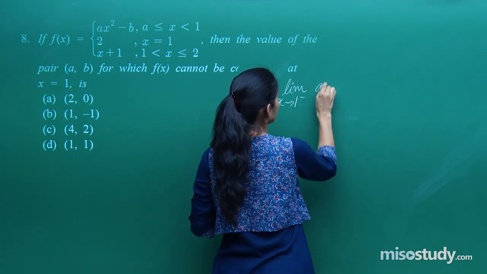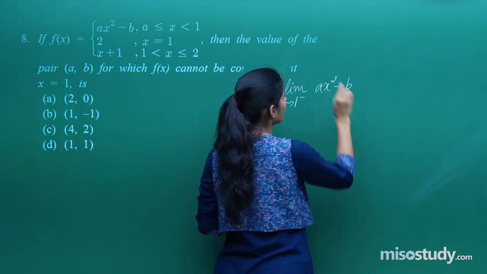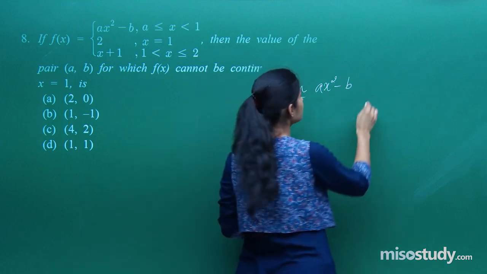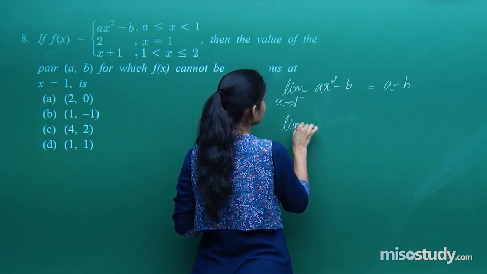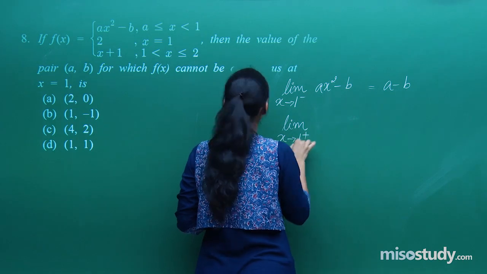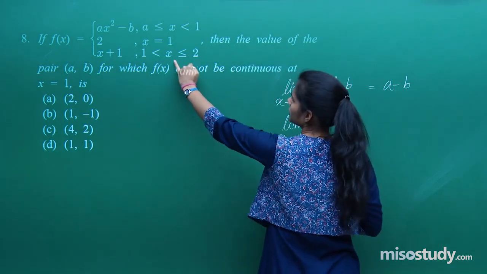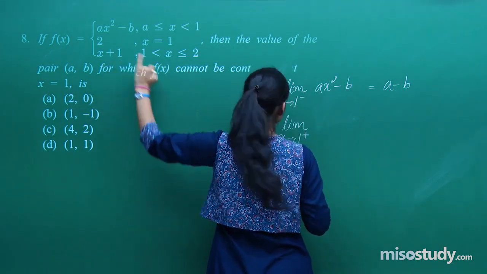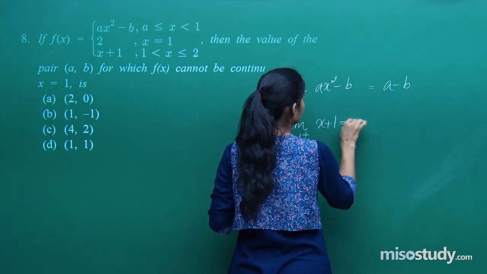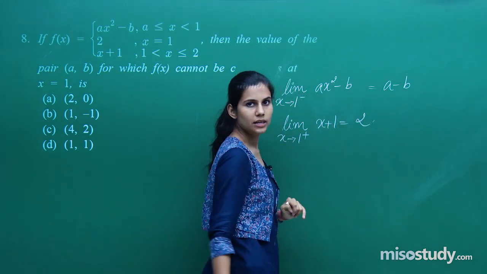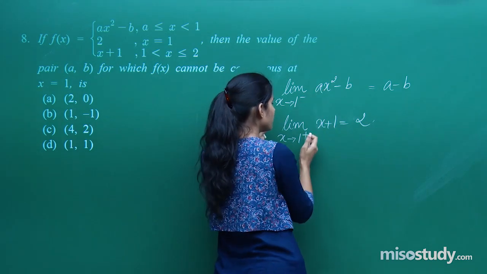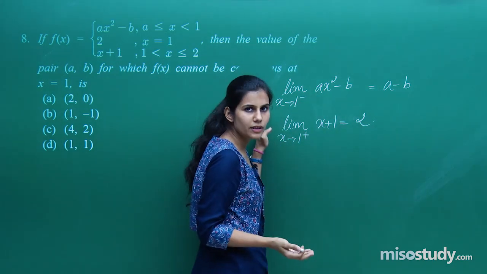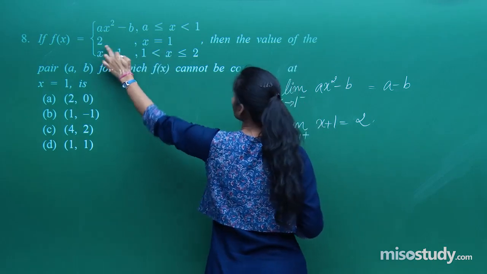f(x) is ax^2 minus b. It's a polynomial, so x equals 1 gives you a minus b. And limit x tends to 1 from the positive side, this is x plus 1, so it is 2. My function will be continuous at x equals 1 if the left hand limit is equal to the right hand limit is equal to the value of the function at 1, that is already given to be 2.